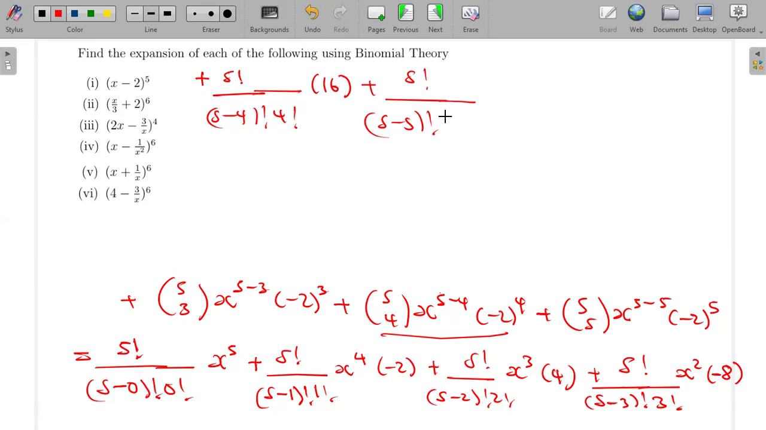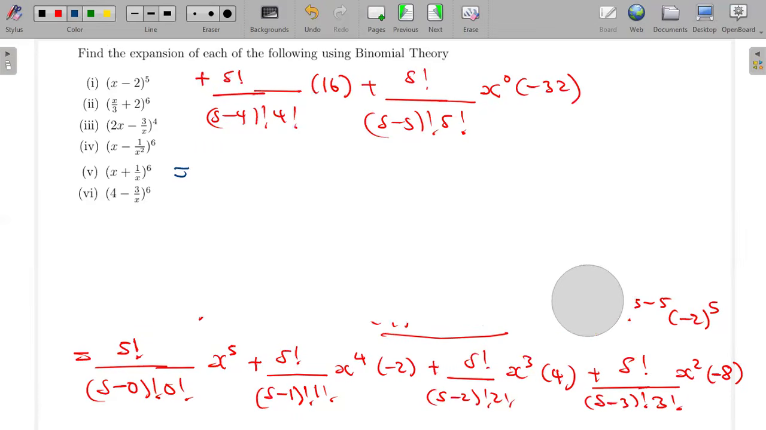And then you have 5 factorial. So that is going to be, and then there, x minus x is just x to the power 0, which is just going to give us 1. And then this negative 2 to the power 5, that would be negative 32. Okay, so this is what we get. Now, this here is going to be equal to.